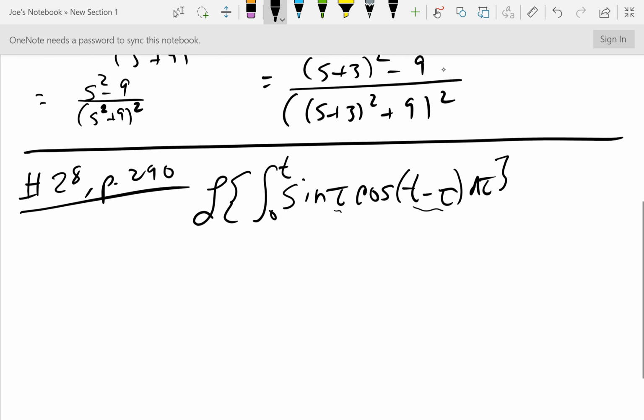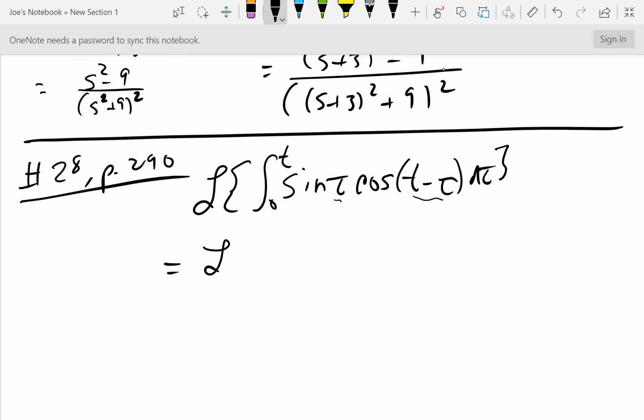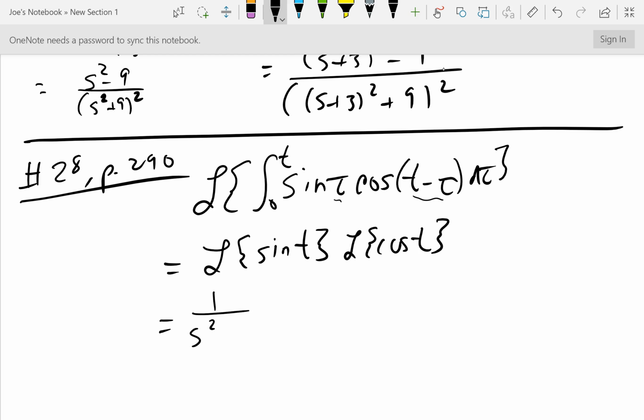All right, once we do that, we know that this is just simply the Laplace transform of sine of t times the Laplace transform of cosine of t. That's our theorem for our convolution integrals. If we have a convolution integral, we can just do the Laplace transform of each piece and multiply. That's actually a nice property. So for this particular one, sine of t is, of course, 1 over s squared plus 1, and cosine of t is s over s squared plus 1. So we just get s over s squared plus 1 squared.